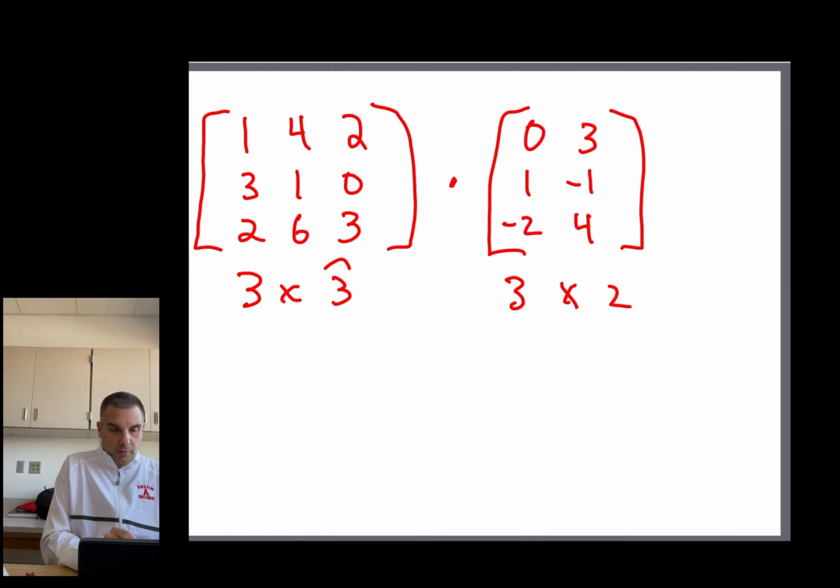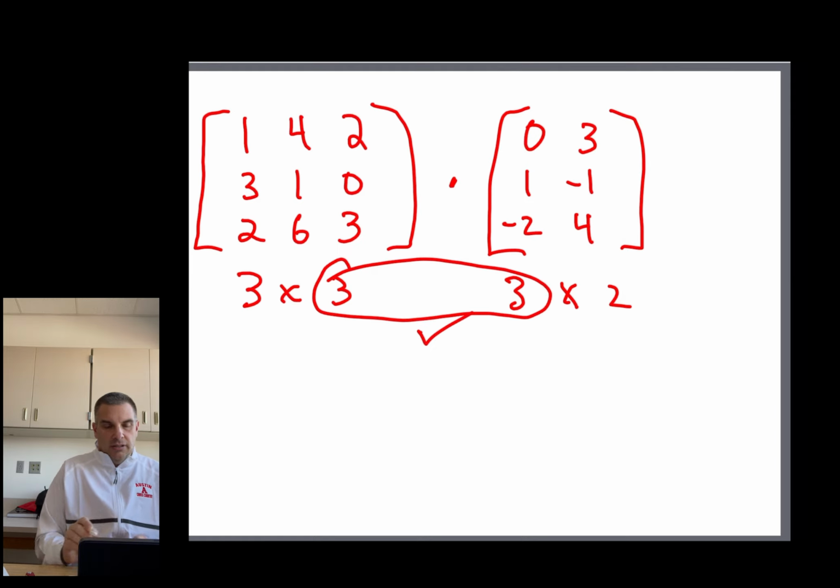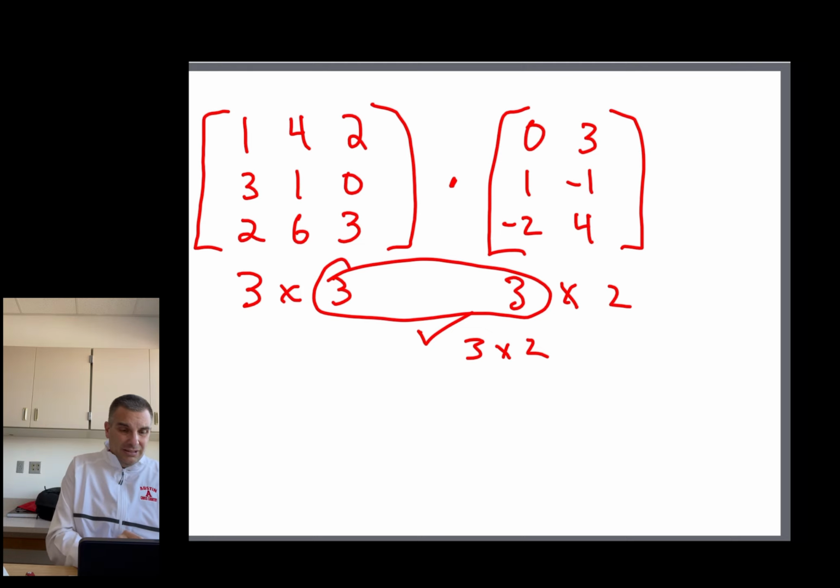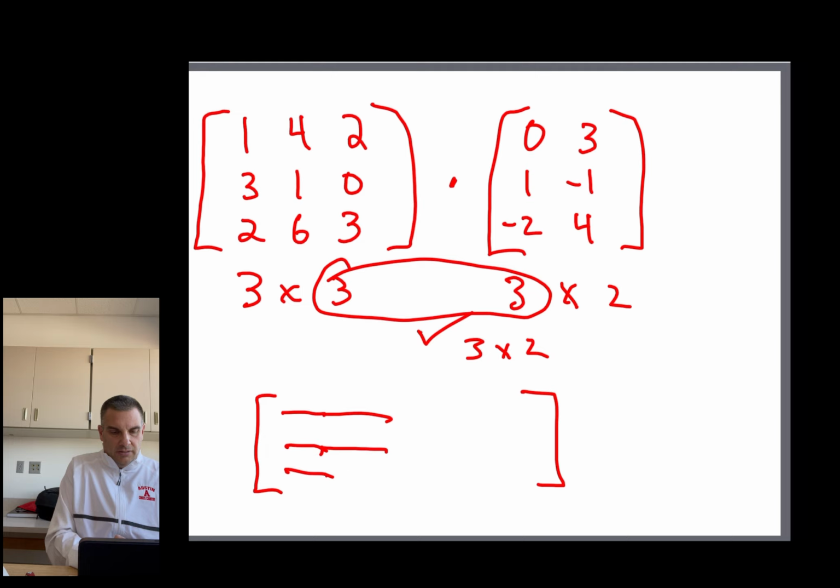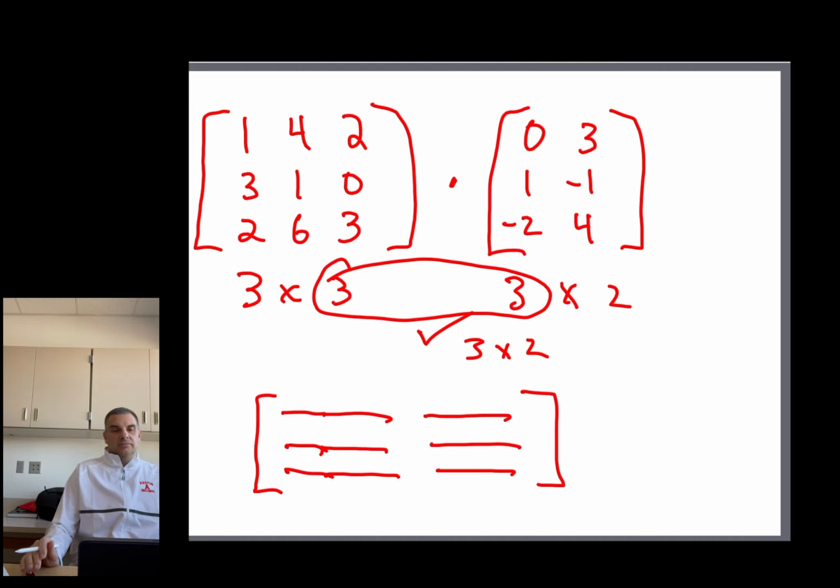So I look at my rows here, they're good. That makes up. My resulting matrix is going to be a 3 by 2. I'm going to have 3 rows and 2 columns. I just kind of like to draw that just to kind of help me out. Rows by columns.